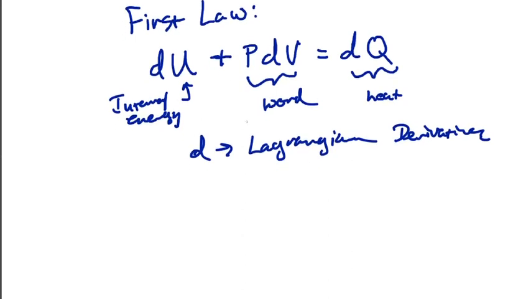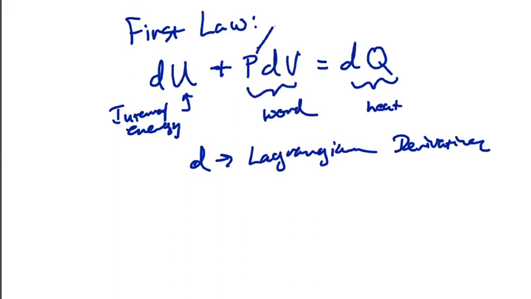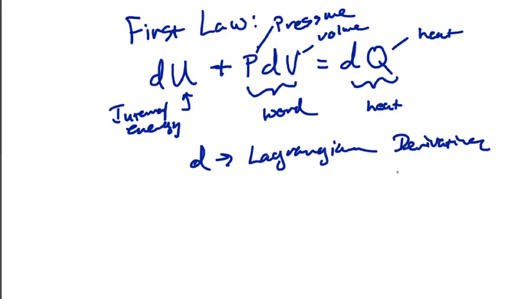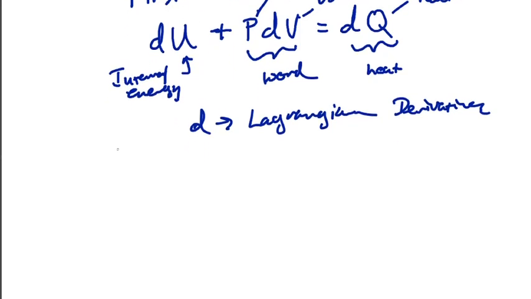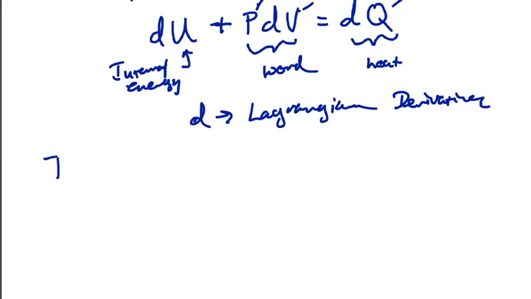So our U, this is the internal energy. P, this is the pressure. V is the volume. And Q here is the heat. The first law links pressure, volume, internal energy, and heat, and it's changes of volume and heat that lead to changes in internal energy. Now, the first law has two types of thermodynamic variables, and these are the extensive and intensive variables.